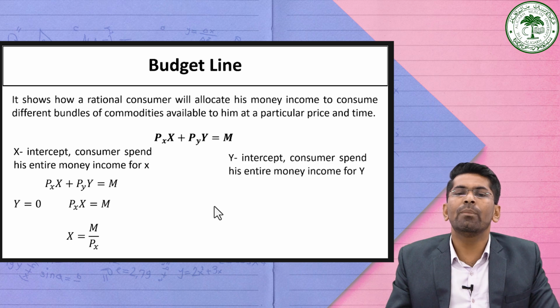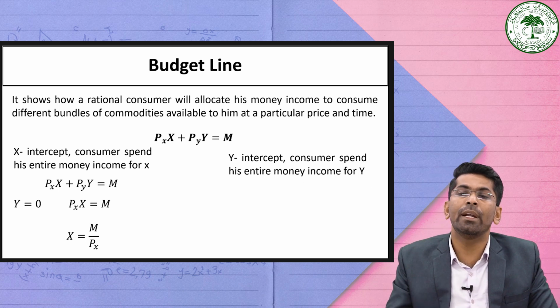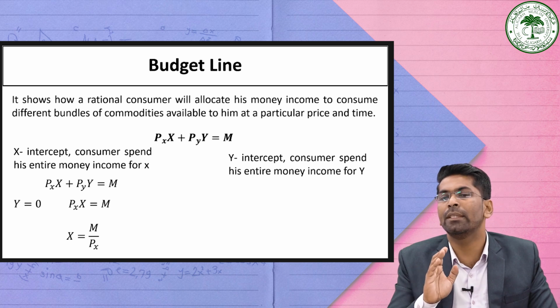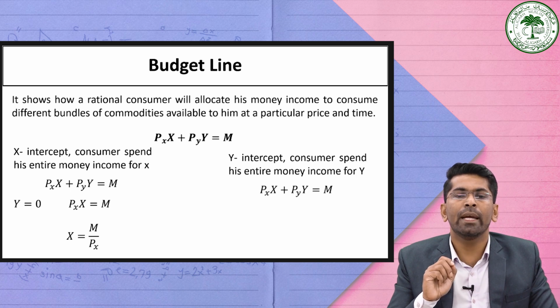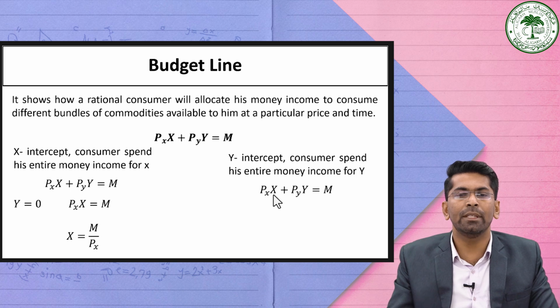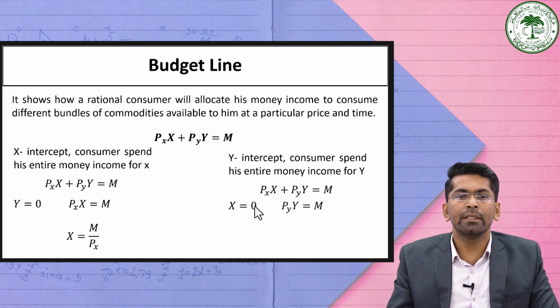Similarly, the y-intercept term can also be calculated by assuming the consumer is spending his entire income on the purchasing of commodity Y, and he is not going to purchase any single unit of commodity X. So here our budget line is Px into X plus Py into Y, which is equal to the money income M. Then assuming X is equal to 0, that is, he is not going to purchase commodity X, the Px into X term will become 0. Then Py into Y is equal to M.